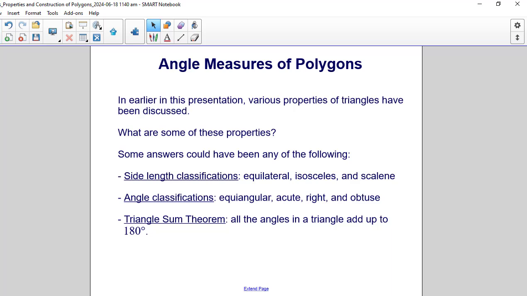Well, some of the answers could have been any of the following. Side length classification, such as equilateral, isosceles, or scalene triangles. Angle classifications, such as equiangular, acute, right, or obtuse triangles. Or the triangle sum theorem, where all the angles in a triangle add up to 180 degrees.